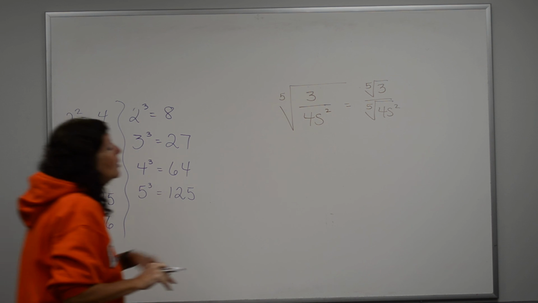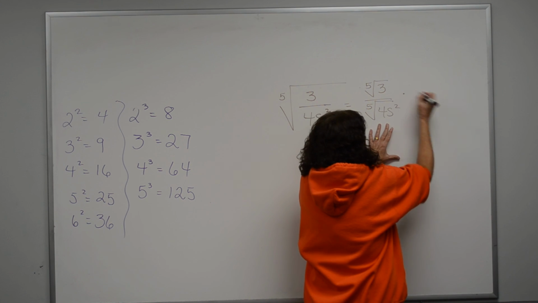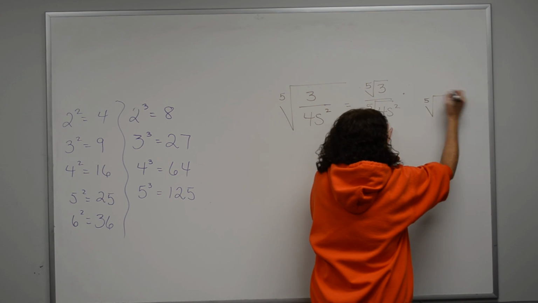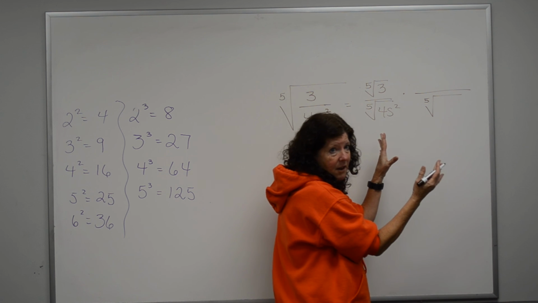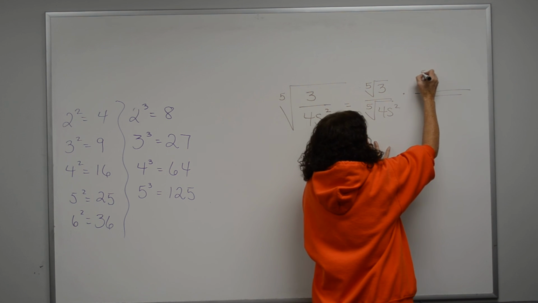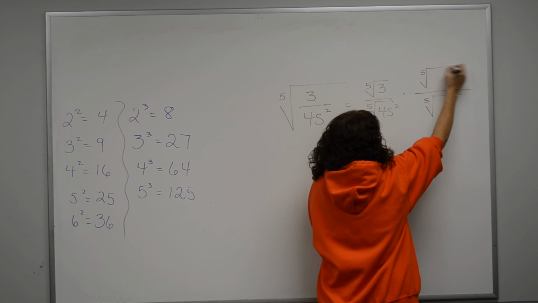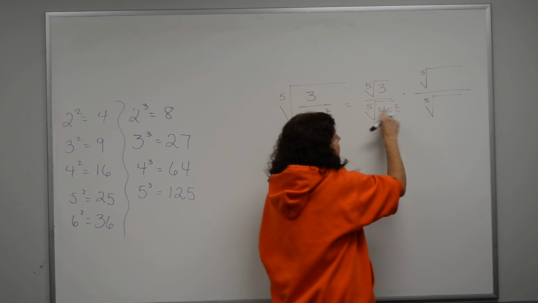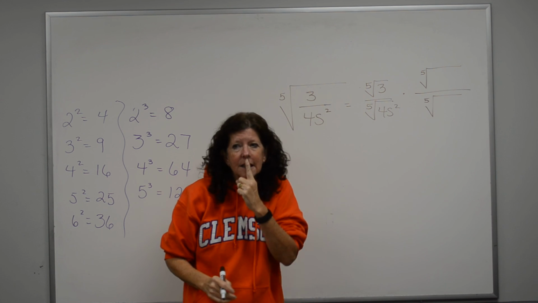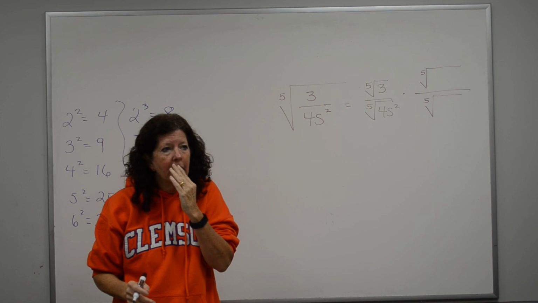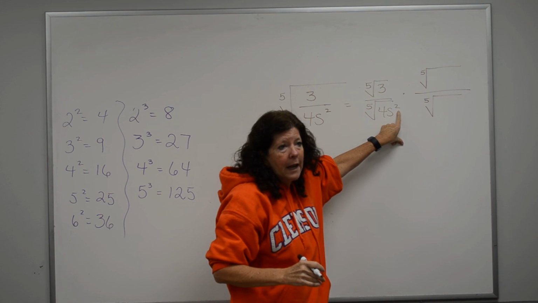Now, the variable is easy. So it's gonna be the fifth root of something, is it not? Okay? And I'm gonna have to multiply it by the same thing. Now, how many s's would I need to get rid of the root on the s? If I've got two of them, how many do I need?